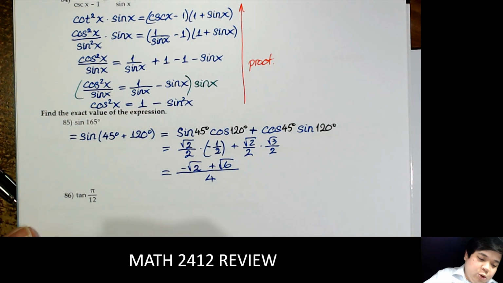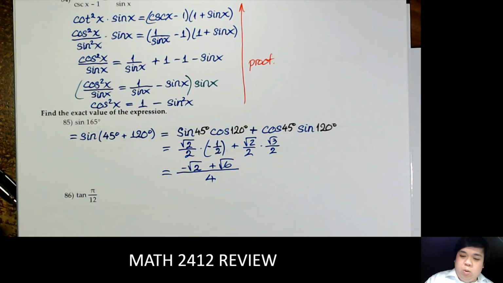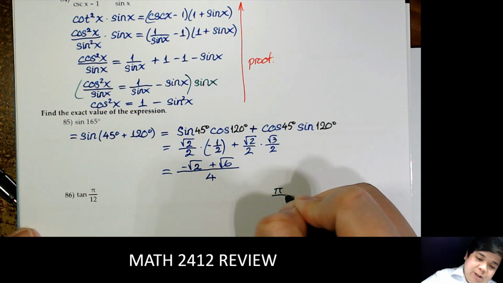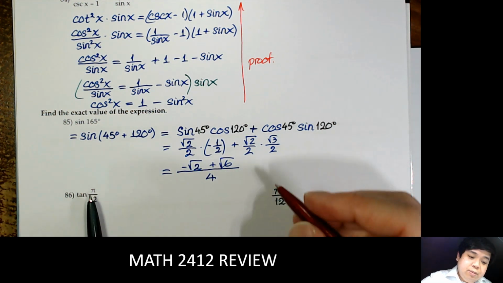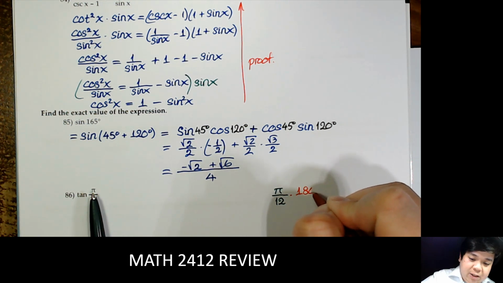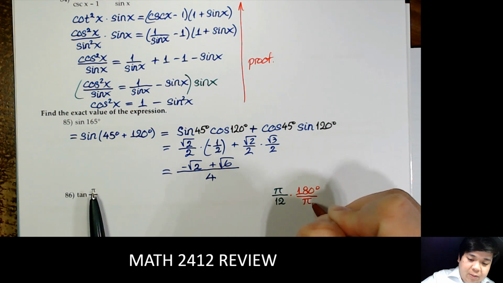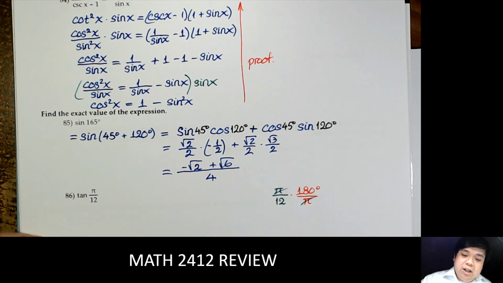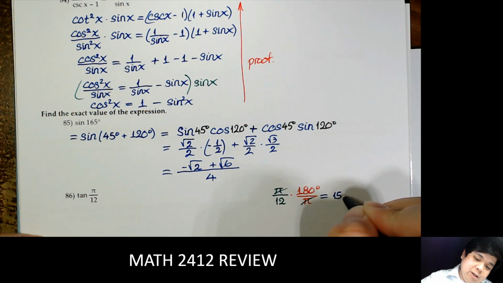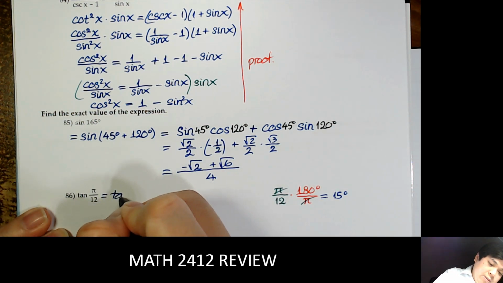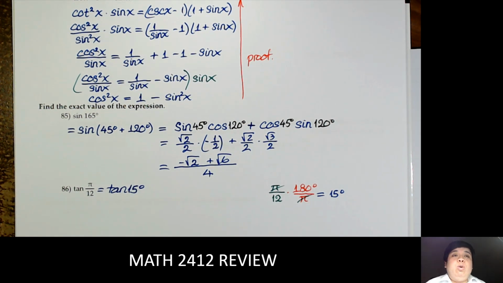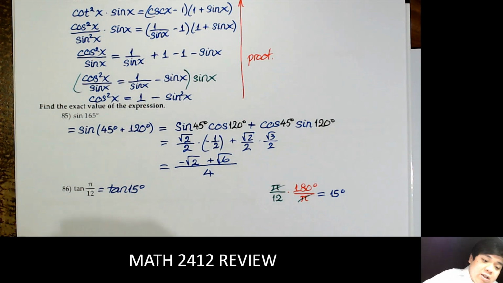Next, tangent of pi over 12. If we don't want to work with the radian, we can always change to degrees. So pi over 12. If we want degrees, we put degrees on top and pi radians at the bottom. So pi cancels out, 180 divided by 12, that's 15 degrees. That's easy, 15 degrees. There are a lot of combinations: 45 minus 30, 60 minus 45, or 135 minus 120. A lot of different combinations.